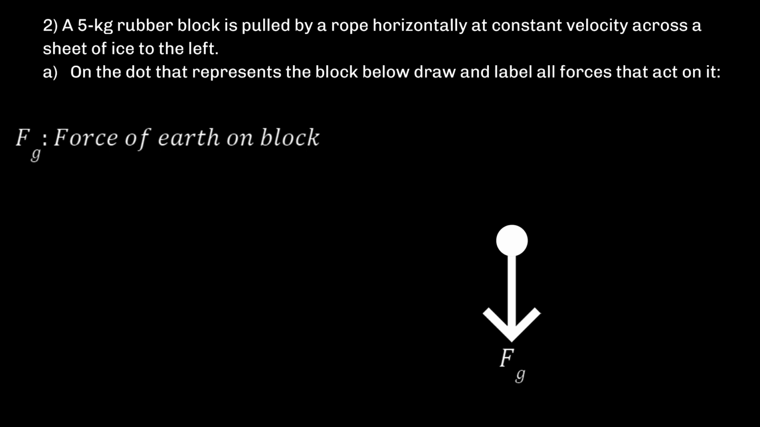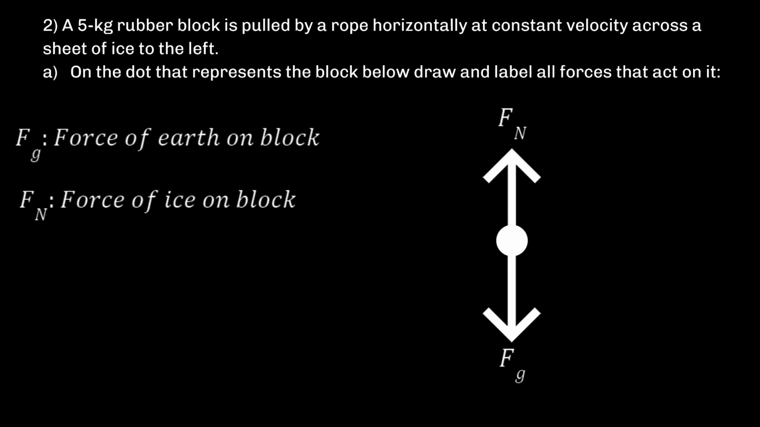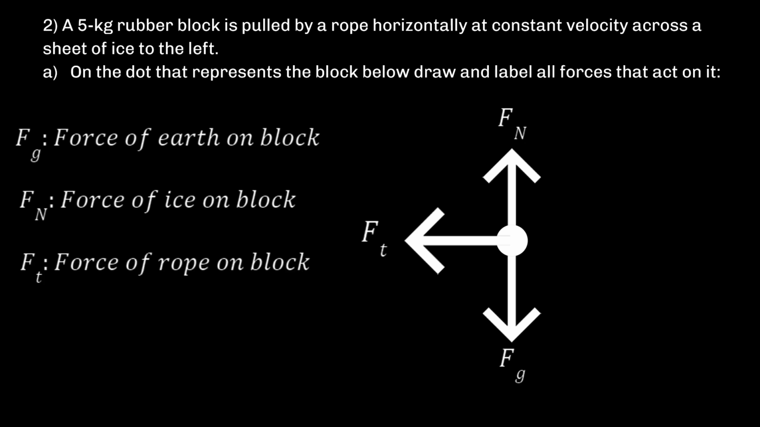Then I'm going to have all contact forces once more. So the main thing I'm in contact with here is going to be the ground. That is going to exert a force upwards on the block, and that is going to be normal force Fn. And again, Fn is going to be the force of the ice on the block. Then we are going to have here, I am pulling the block with a rope to the left. So that is going to be a force of tension, or the force of the rope. That is going to be a force to the left there, Ft. That is going to be the force of rope on the block.